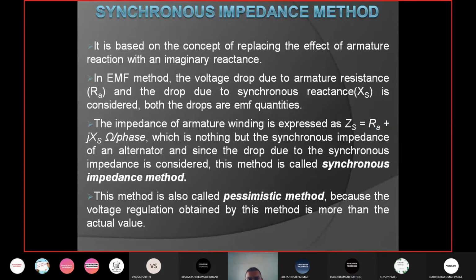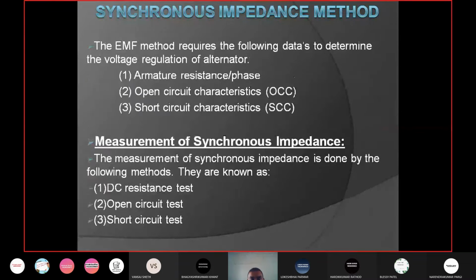So this EMF method, or we can say the synchronous impedance method, requires the following data to determine the voltage regulation. If we want to find the voltage regulation of alternator, we need the armature resistance per phase, then the open circuit characteristics, which is also known as OCC, and the third one is the short circuit characteristics, that is the SCC. So these three data are required: armature resistance per phase, open circuit characteristics, and short circuit characteristics.